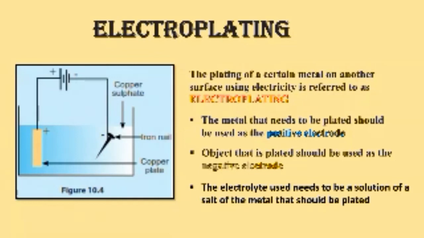Now, generally, what we call salt is what we have in our kitchens, and that is sodium chloride. But in chemistry, a salt is an ionic compound which contains oppositely charged ions, positive ions and negative ions. So in this case, the salt of the metal that has to be plated should be a salt of the metal copper. Therefore, we use copper sulfate solution which will contain copper 2 plus ions.